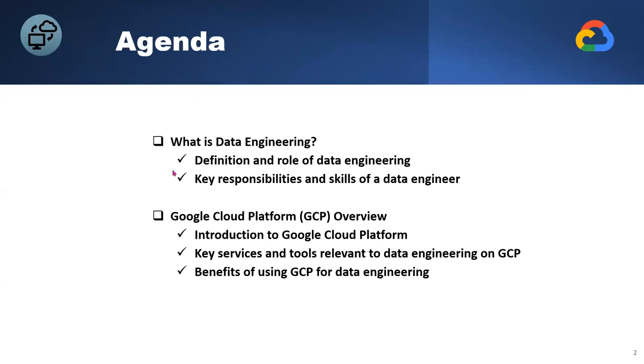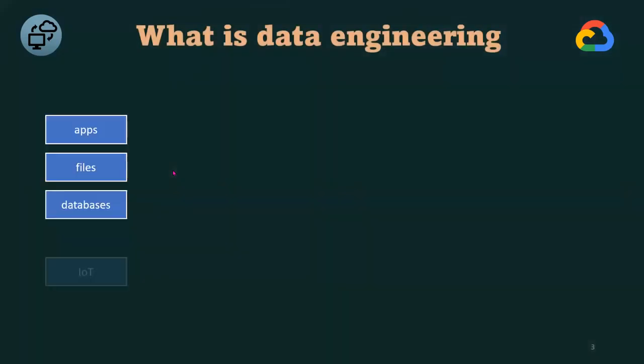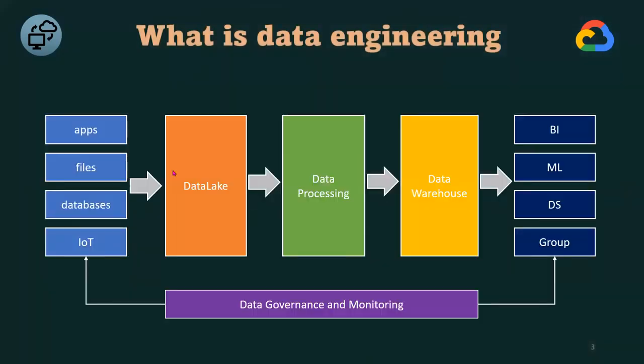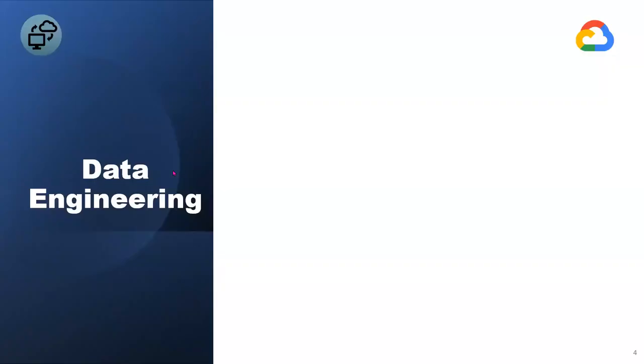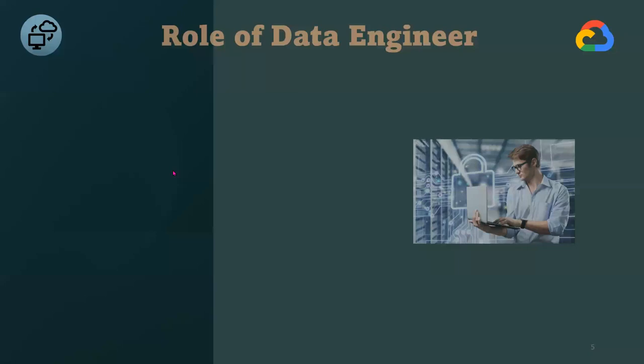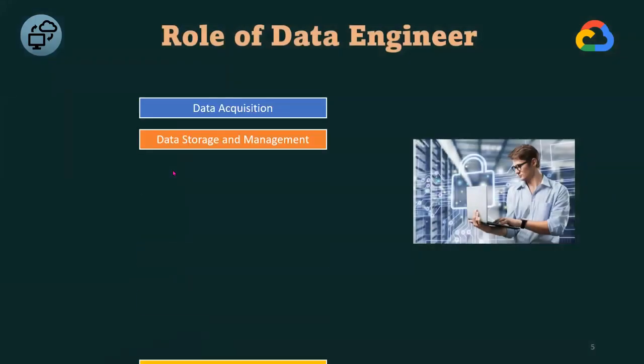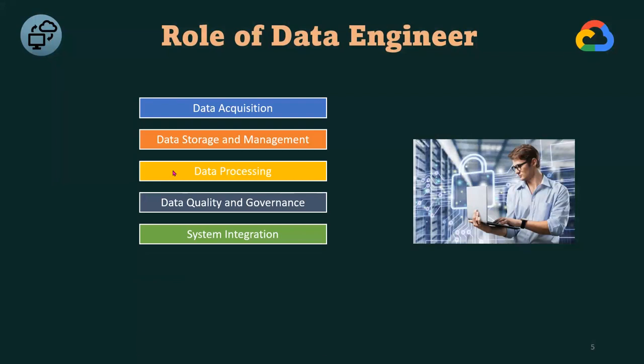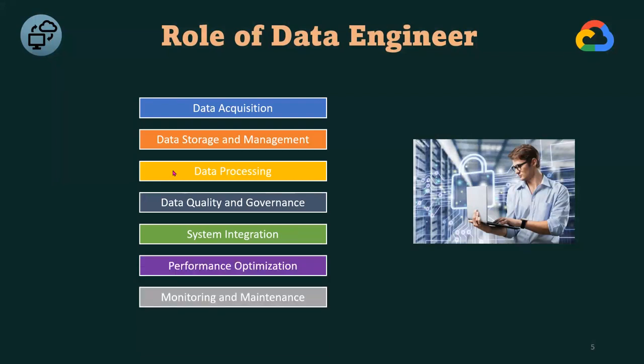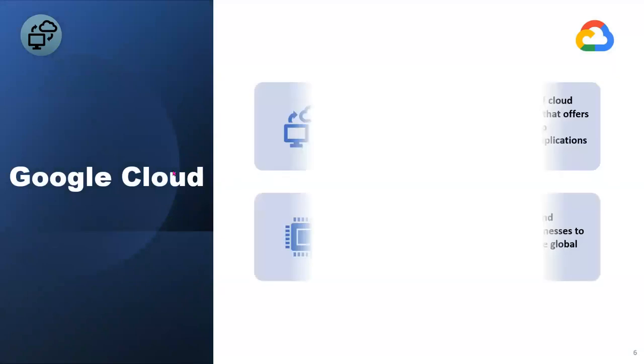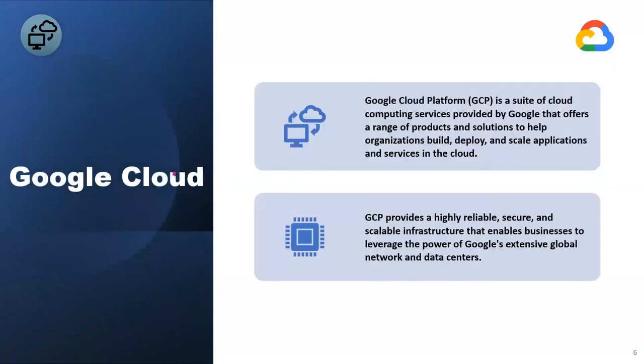And the service portfolio also we have seen. After that, I told you what is our course curriculum and all. So this is data engineering and the role of a data engineer: data acquisition, data storage, data processing, quality, system integration, performance, and monitoring and maintenance. And we have seen what is Google Cloud. It is one of the cloud computing services providers. It provides you the cloud computing services, which are very useful for organizations to build, deploy, and scale their applications and services in the cloud.